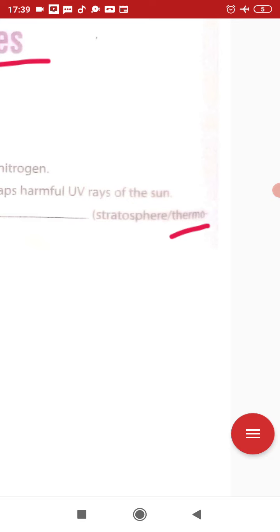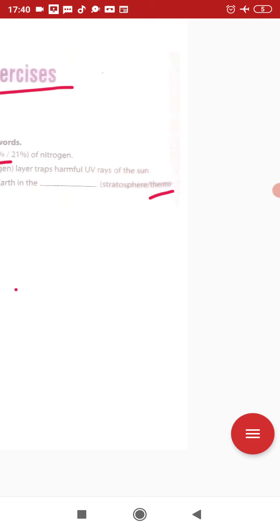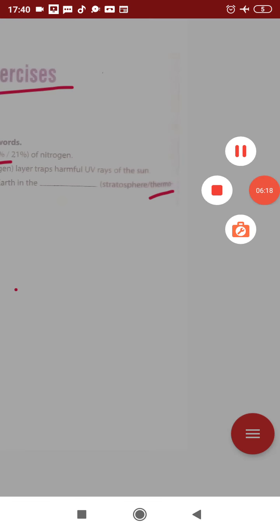Thermosphere. You can guess the significance by observing the term thermosphere. Thermo means very hot. It is the hottest layer of the atmosphere. Okay, about 2000 degrees Celsius. The temperature may reach up to 2000 degrees Celsius in this layer. It is a highly hot layer, and space shuttles orbit around this layer. Clear? Okay, now move on to the next page.